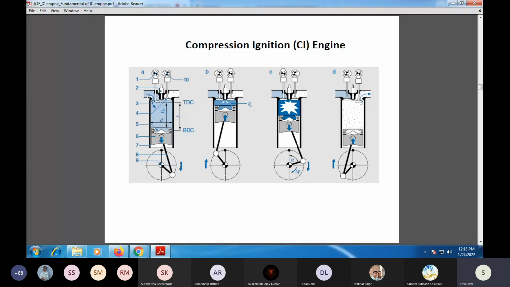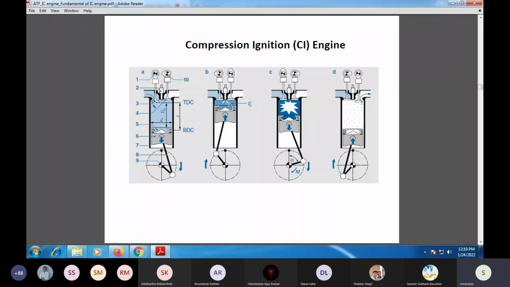In that case, we can assume that at the beginning of the compression stroke, the pressure inside the combustion chamber is 1 atmospheric pressure. If you know the compression ratio, let's suppose it is 17, and P1 is 1 bar, then we can find P2, assuming gamma is equal to 1.35. If you find it out, it comes to around 40 to 45 bar. I don't remember exactly, but you can check it.